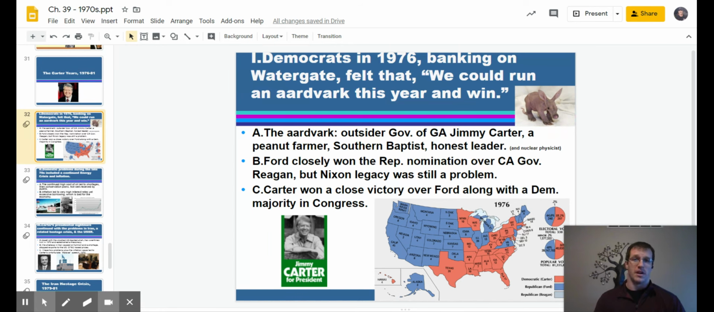as you can see down there at the bottom, even in running an aardvark, quote unquote, in Jimmy Carter. It's still a pretty close election. They run against Ford, who attained the Republican nomination. They won a close victory in the presidential election, but they also win a Democratic majority in Congress.